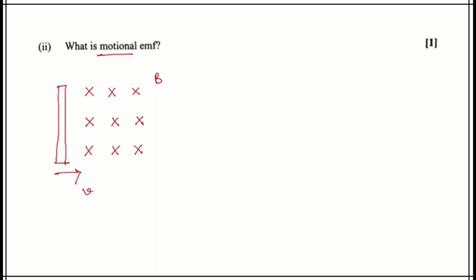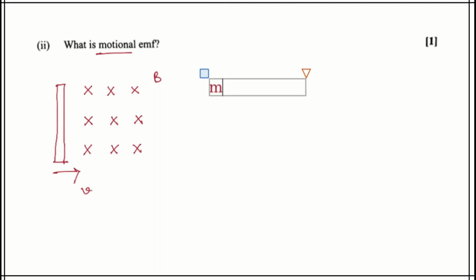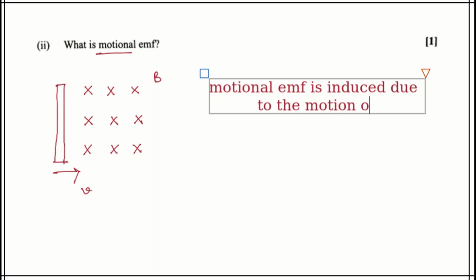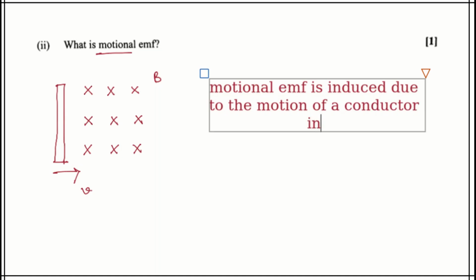So therefore we can write: motional EMF is induced due to the motion of a conductor in a uniform magnetic field.